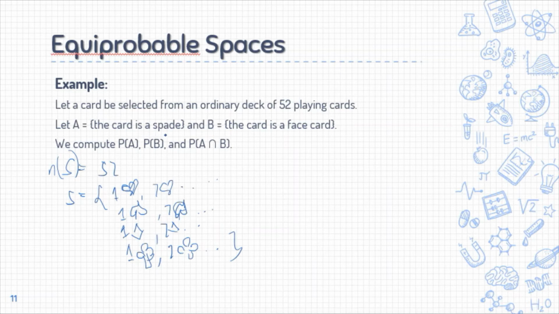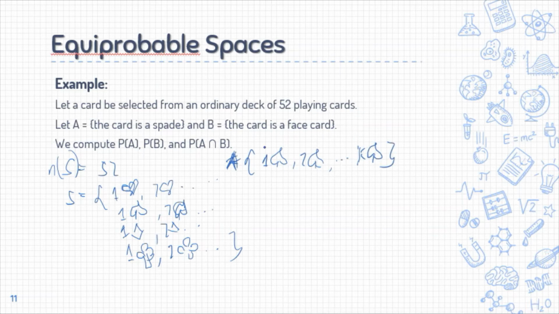Now the card is a spade. So pila ka buok kaha sa kaning elements ato ang A. So the elements of our event A is just katong spades, no? One. Ansa naman ni, eh? You have here one of spades, two of spades, hangtod sa king of spades.